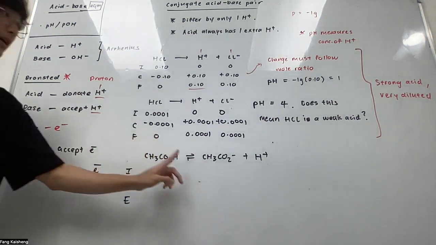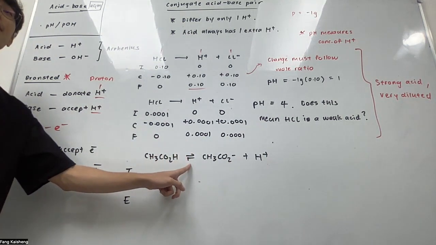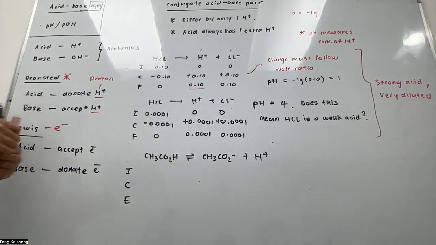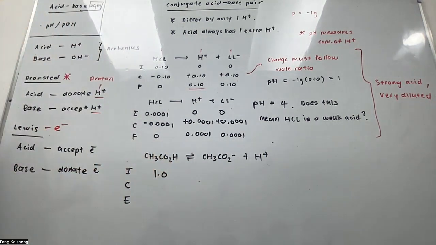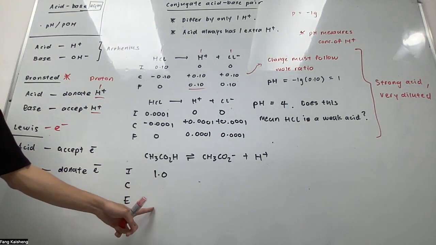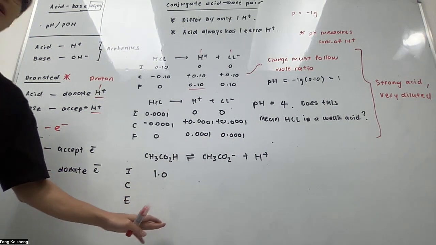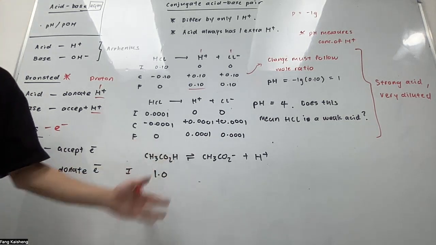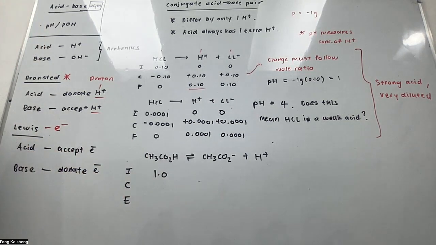How do you know that this is a weak acid? Reversible arrow, correct? Now let's just say that the concentration of this weak acid is 1 mole per dm cube. Will all 1 mole per dm cube dissociate? Will the whole thing become 0 at the end? No, right? Why? This is a weak acid. A weak acid only dissociates a little bit, so you're going to have leftovers. Agree first?